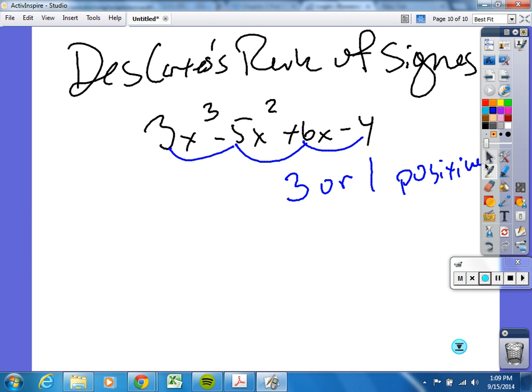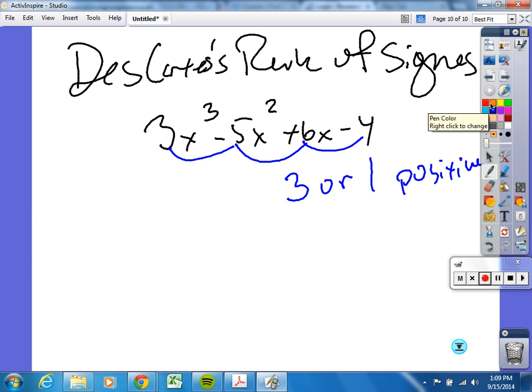Could I have all 3 positive? Sure. Would they be more than 3? No, because it's degree 3. Everybody there with me? So, the number of sign changes tells you the positive zeros. Let me hurry and finish really quick, and then I can answer.